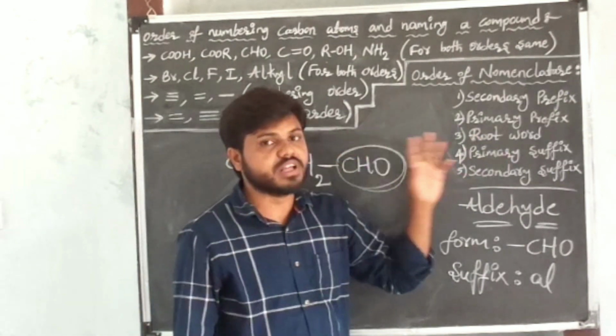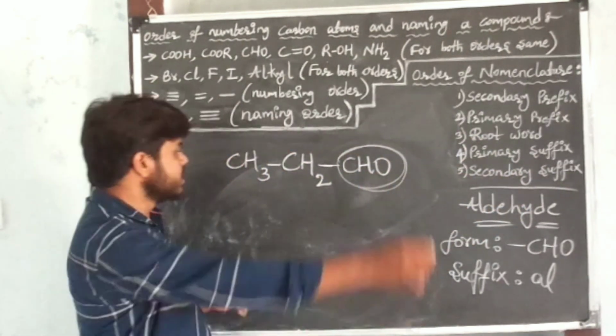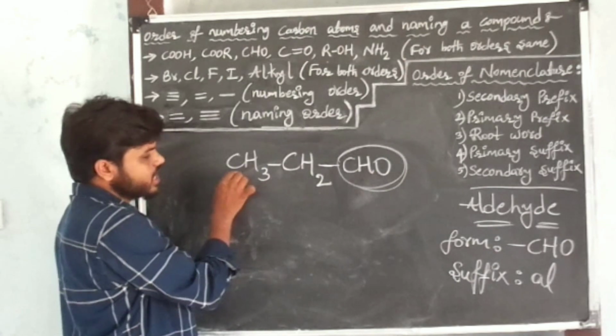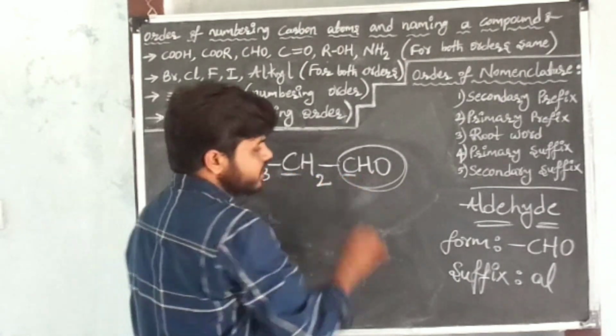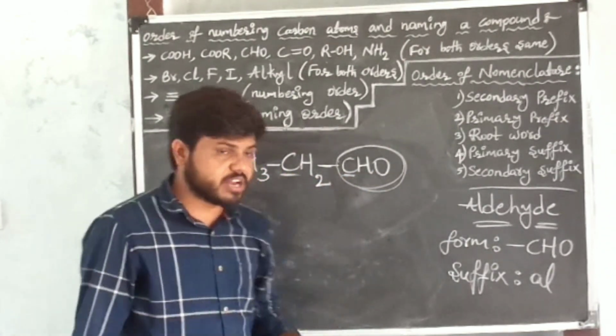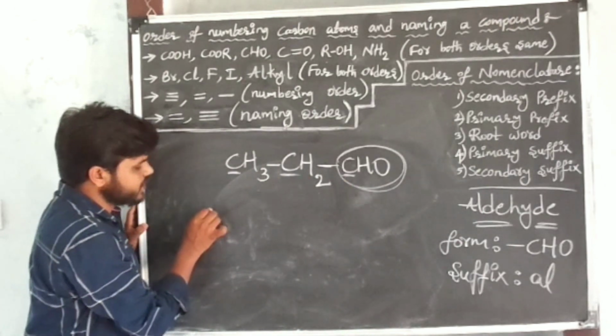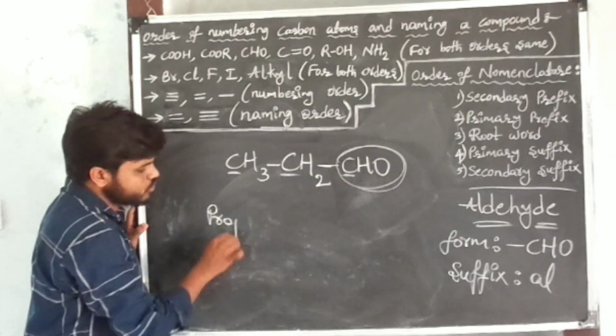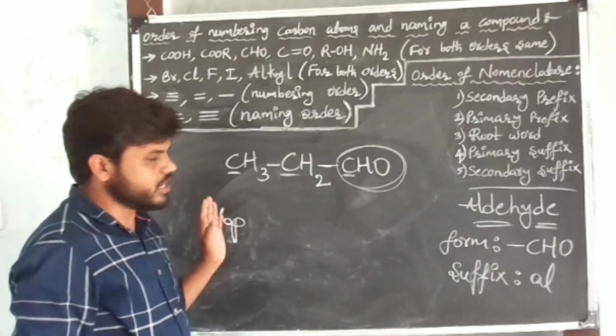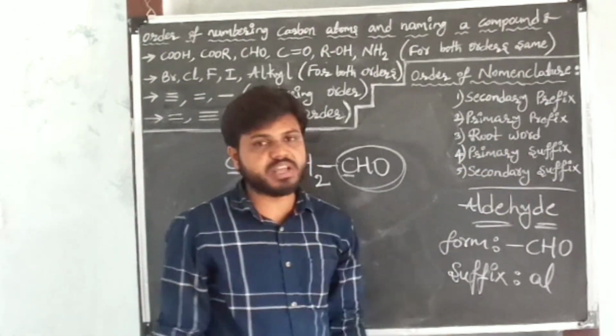Then go to the root word. Root word means the number of carbon atoms. In the given carbon compound, there are 3 carbon atoms: 1, 2, 3. I am writing the root word for 3 carbon atoms, that is prop. Root word of 3 carbon atoms is what? Prop, I have written. After writing the root word, go to the primary suffix.